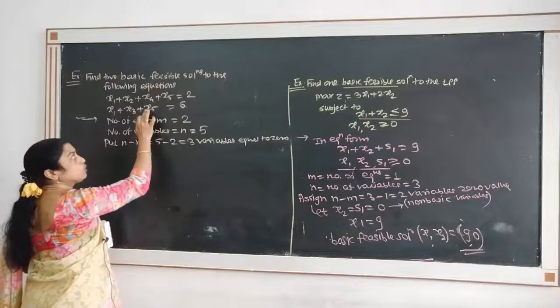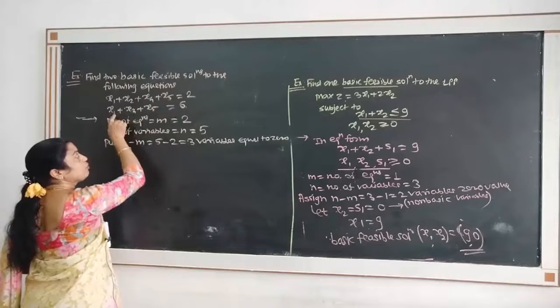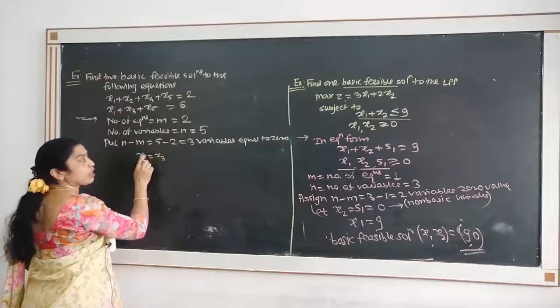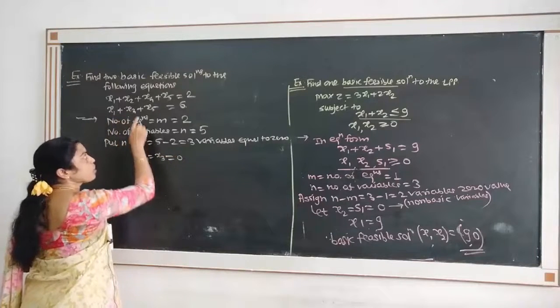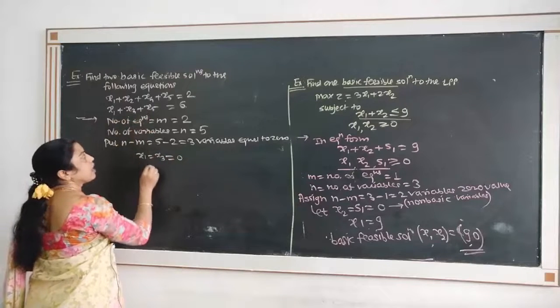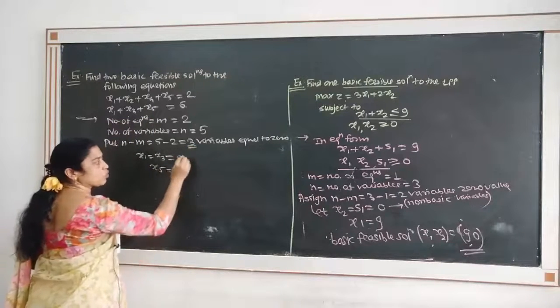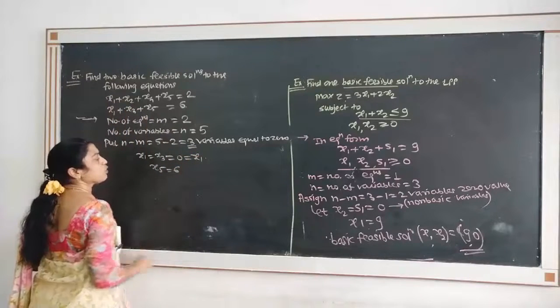I will only show you how we think here. If you put x1 and x3 equal to 0, what do you get? You will get x5 equal to 6. We are assigning 3 variables 0, so among the others we will take any one. Suppose I take x1 also equal to 0.